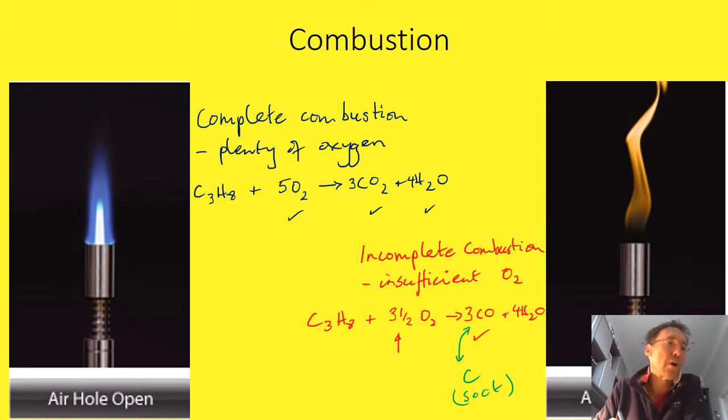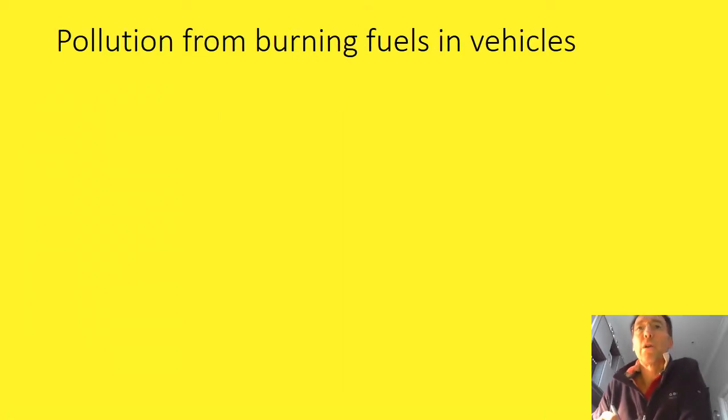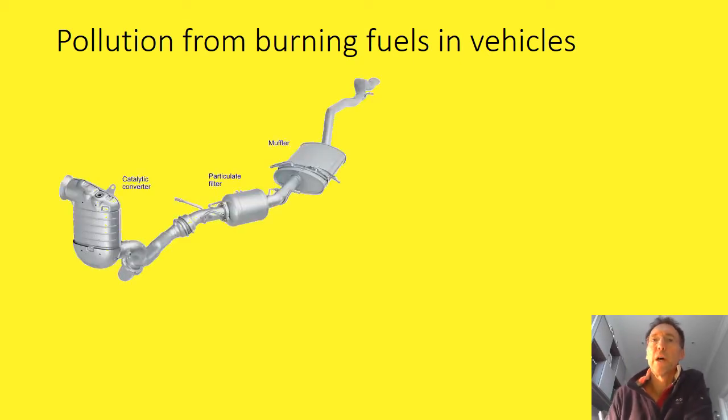What we shall have a look at now is pollution. We'll start off with pollution from the combustion that goes on in vehicles. Okay, so like we said, we're going to have a look at pollution from burning fuels in vehicles. So let's have a look at this diagram first. And this is a series of contraptions that are attached to the engine of a car.